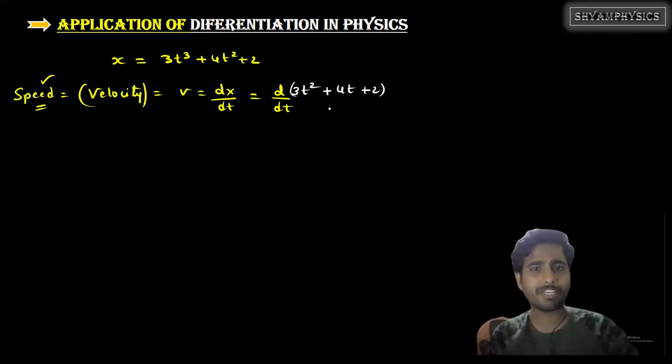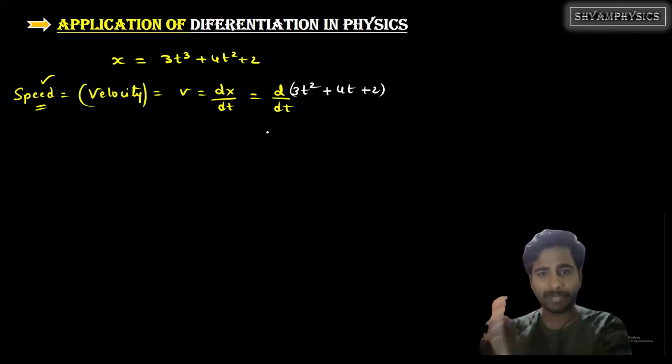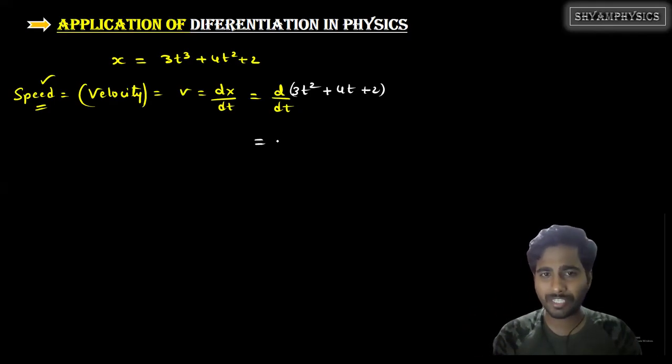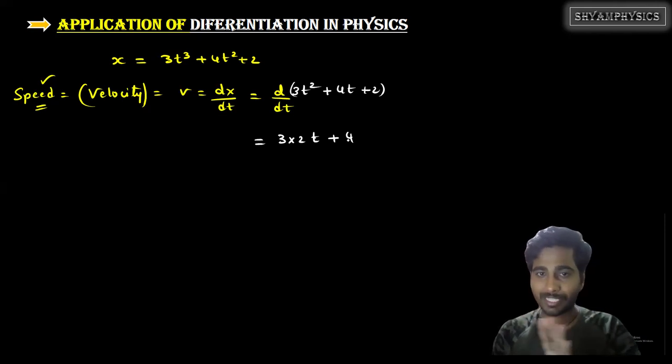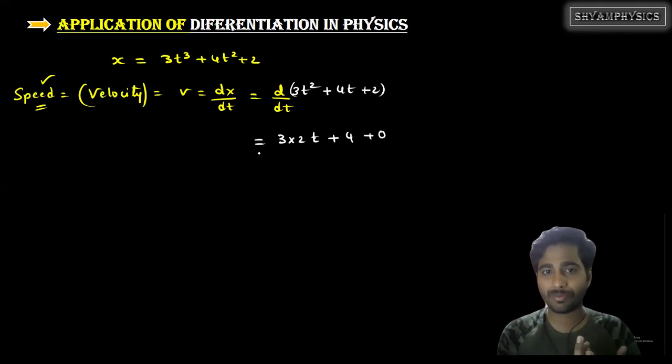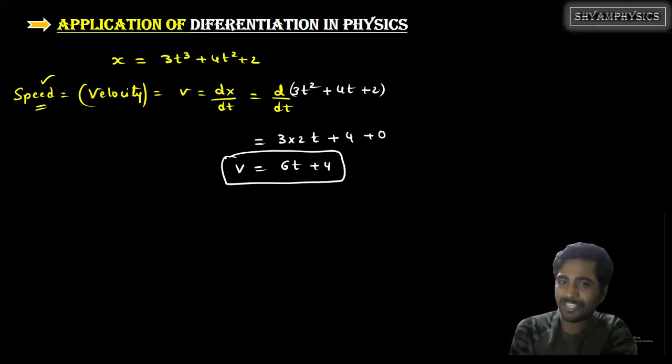Look, it is in the format of the addition rule. So simple, differentiate each and every function. Differentiation of 3t square: shift the power down, 3 into 2 into t, plus for 4t the answer will become 4, constant, with respect to t it is 1, and for 2, it is a constant, differentiation of any constant is 0. So the answer will become 6t plus 4. This is speed. This is how you need to calculate the value of what we can call differential equations in physics.